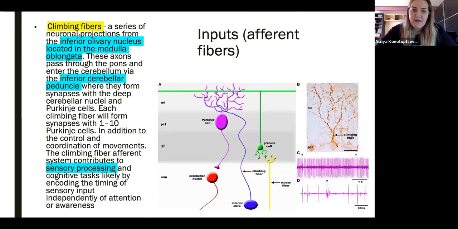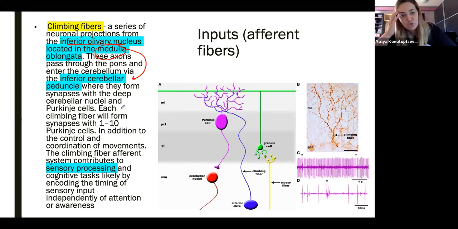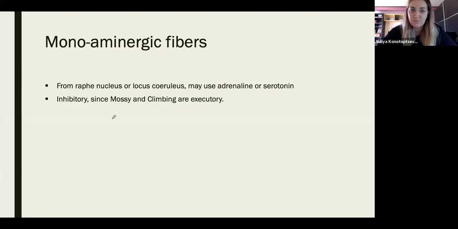Okay, climbing fibers are coming from the inferior olivary nucleus. The inferior olivary nucleus is located in the medulla oblongata, and I told you that the medulla oblongata sends its axons through the inferior cerebellar peduncle, right? So that's where the axons will be. Each climbing fiber can synapse with 1 to 10 Purkinje cells. So there are lots and lots of Purkinje cells that can synapse with it.